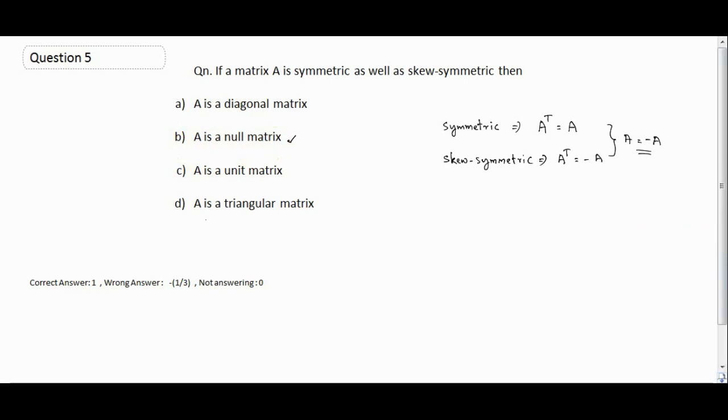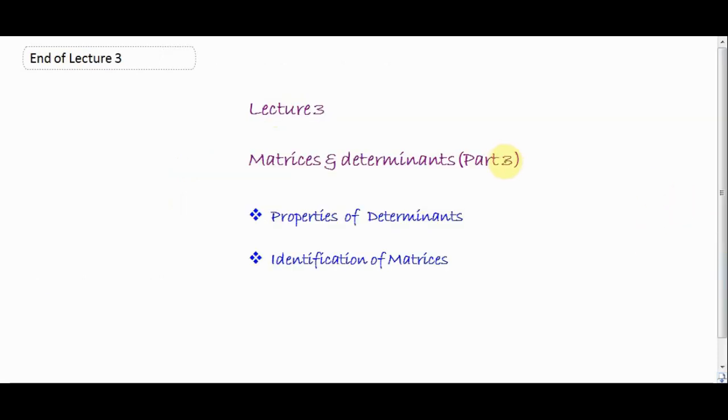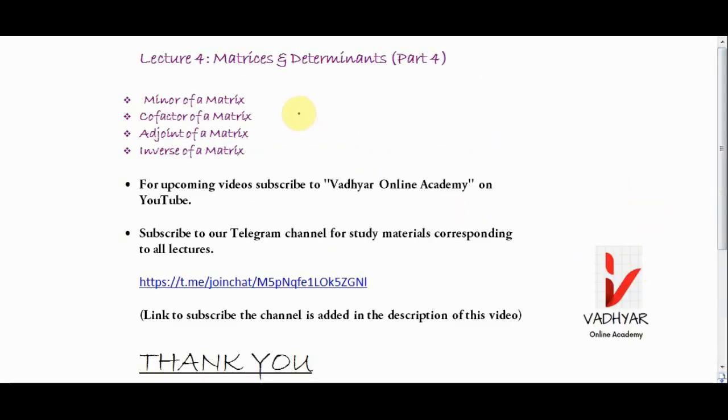Okay, now with this we are coming to end of lecture 3. In lecture 3 we discussed about properties of determinants and also we familiarized few types of matrices. In lecture 4 we will continue with matrices and determinants. We will discuss about minor of a matrix, cofactor of a matrix, adjoint of a matrix and inverse of a matrix, and also we will discuss few questions related to these topics.